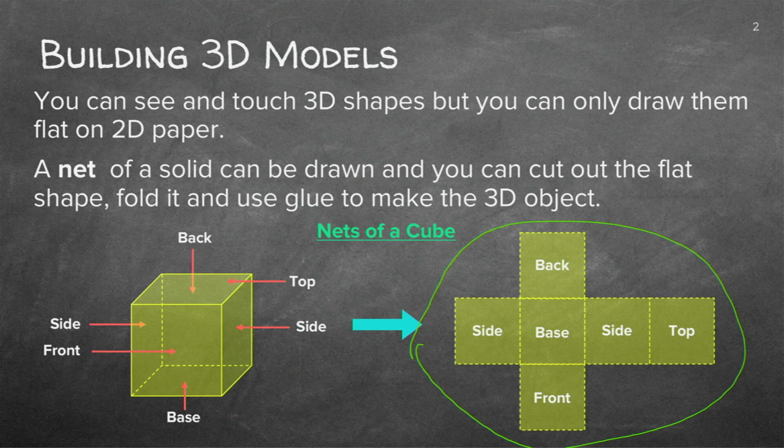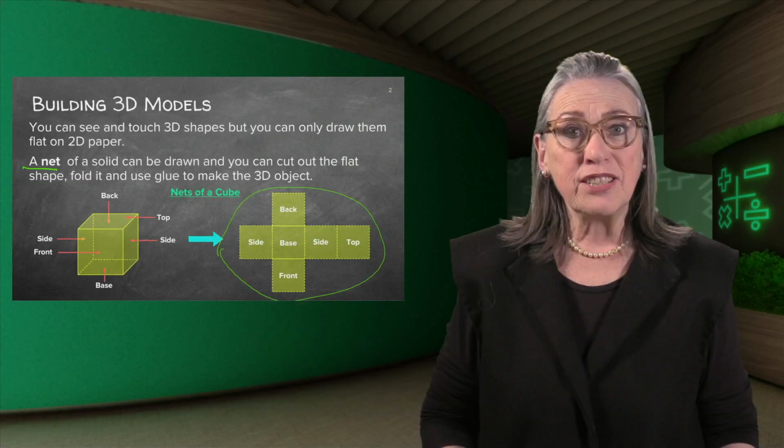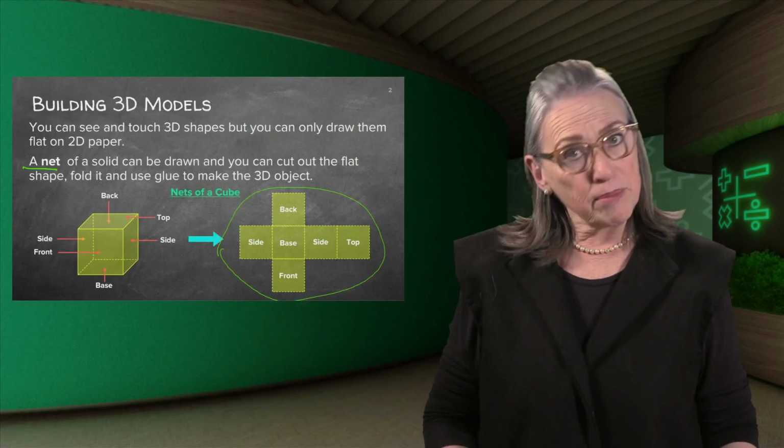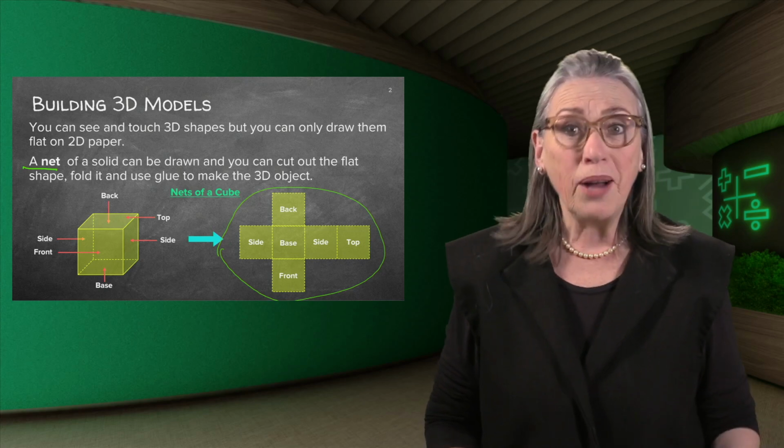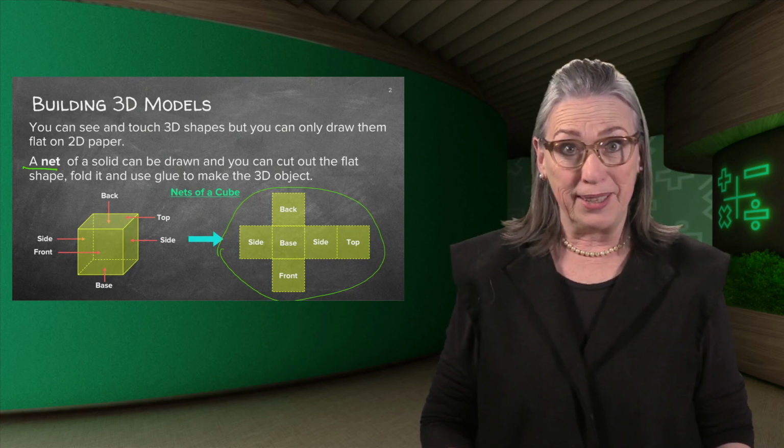Okay. And this is called a net. So what is a net? A net of a solid can be drawn, and you can cut out this flat shape, fold it and use glue to make the 3D object. Now every 3D object has got a net. And sometimes the 3D objects have got more than one net, as we will see shortly.